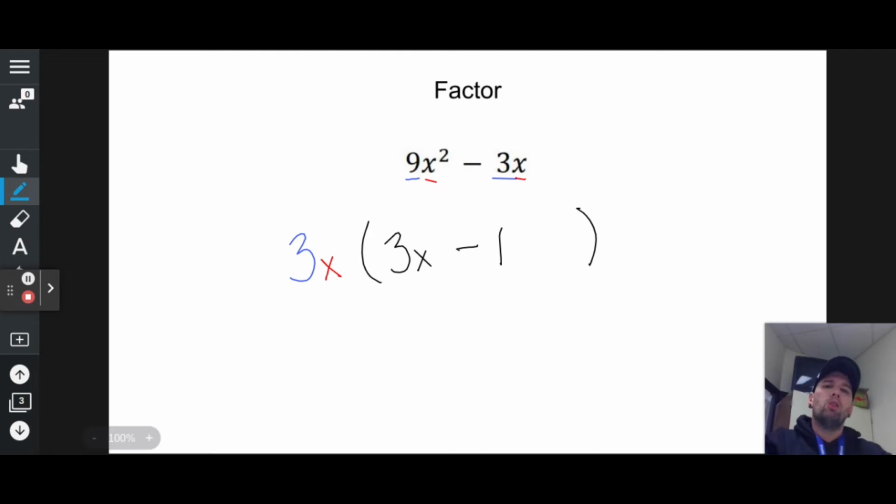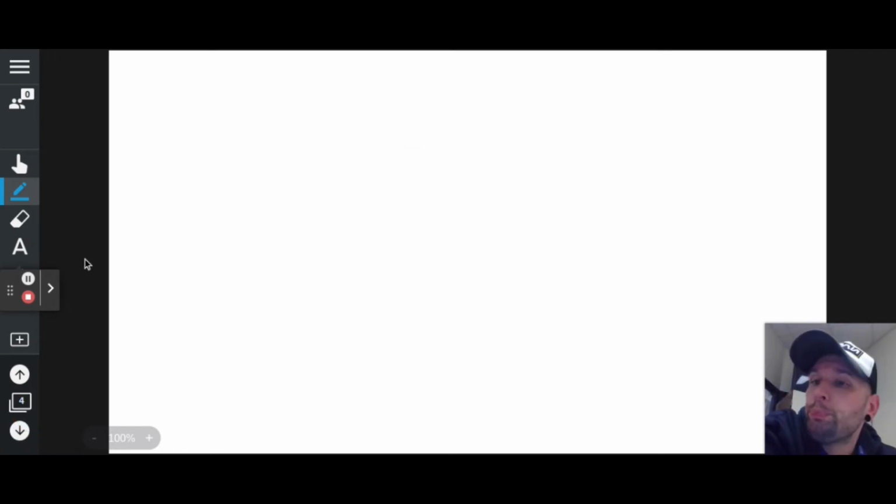So essentially, if I were to distribute this out to make sure I did it right: 3 times 3 is 9, x times x is x squared, 3 times negative 1 is negative 3, and x times negative 1 is still negative x. I did it right. Okay, let's do another one.